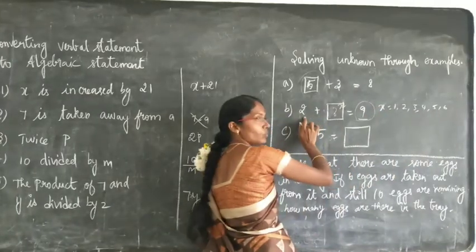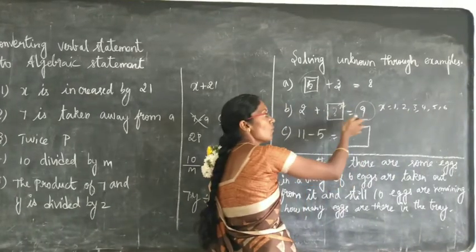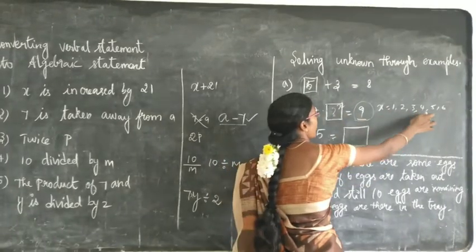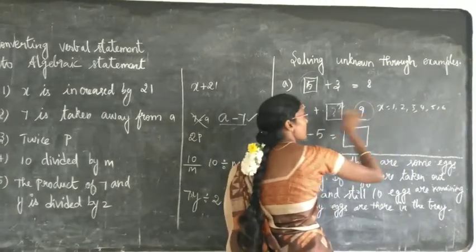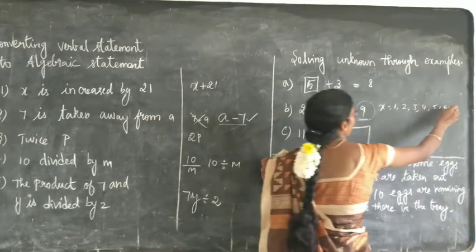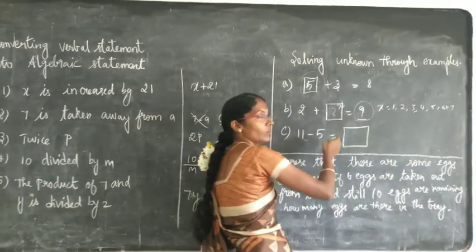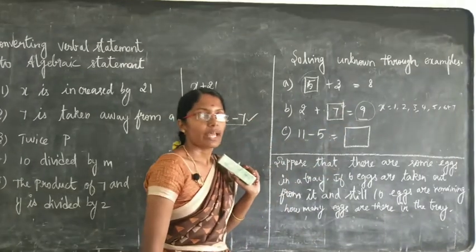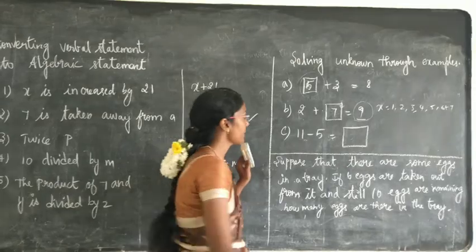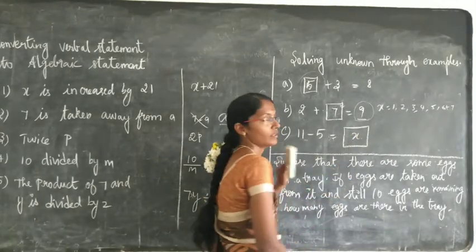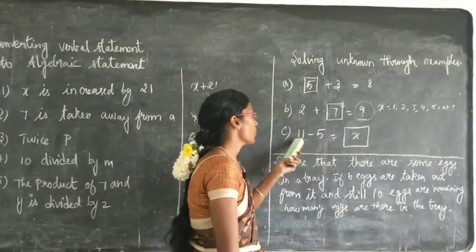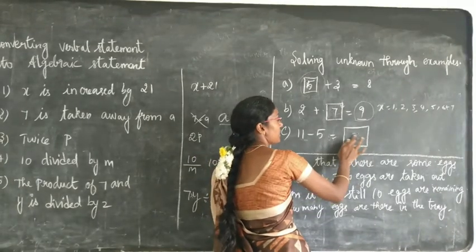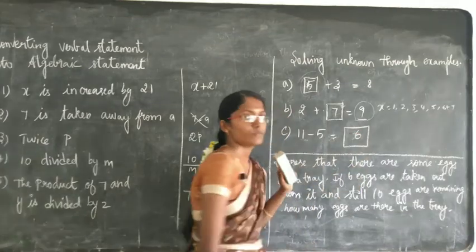So 1 plus 2, 3. 2 plus 2, 4. 3 plus 2, 5. 4 plus 2, 6. 5 plus 2, 7. 6 plus 2, 8. Next one, 7. 7 plus 2, 9. So x has the value 7. Like this you have to find the value. Okay, next one, this one. You can take this as x. So 11 minus 5, what is that? 6. So x has the value 6.